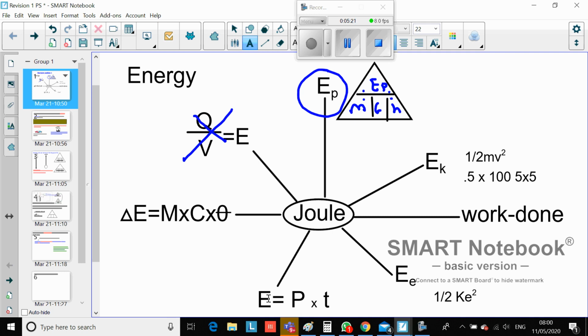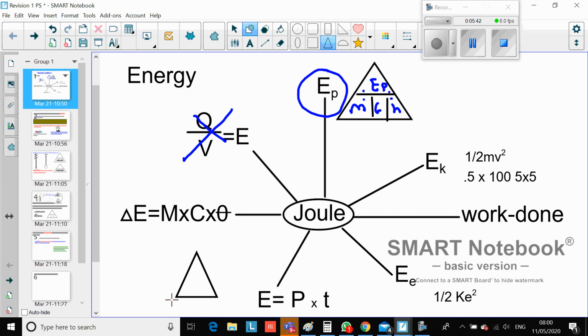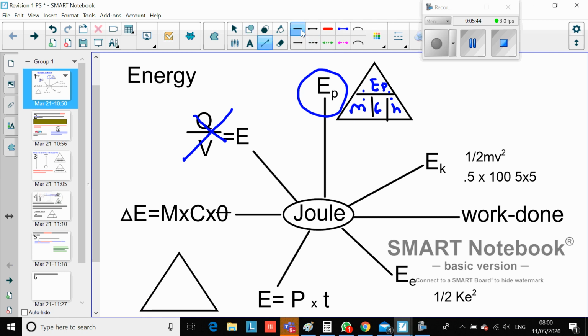Another way of working out energy is power times time. So this one really relates to sort of machines and objects, but basically it can relate to anything. So basically, energy can be worked out by multiplying the power by the time. Now the power is how quickly one kind of energy is transferred to another. So say, for example, in a car, chemical energy, which is the petrol, maybe gets transferred to kinetic energy, which is movement.